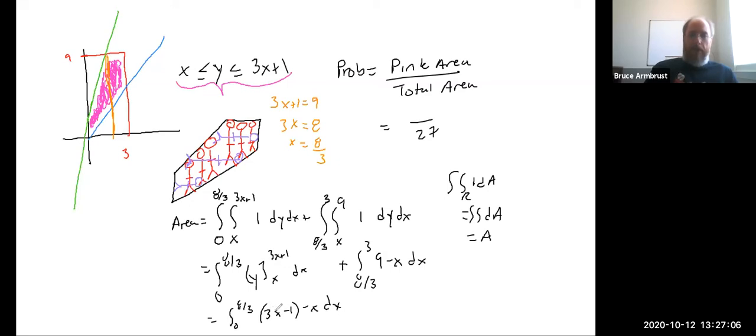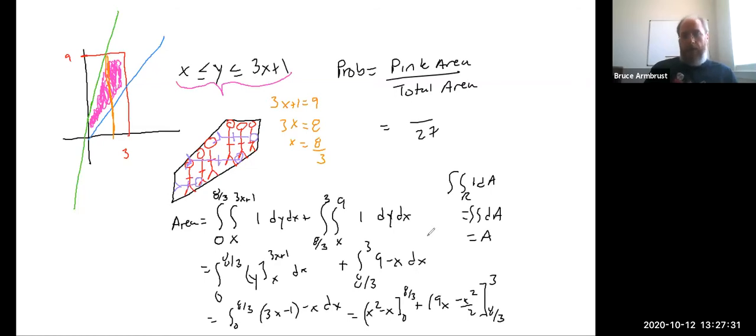Well, 3x minus, that's 2x, which when you integrate gets you an x squared. So we get an x squared minus x, that needs to be evaluated at 0 and 8/3. And then the other one gives us 9x minus x squared over 2. That you need to evaluate 8/3 and 3.